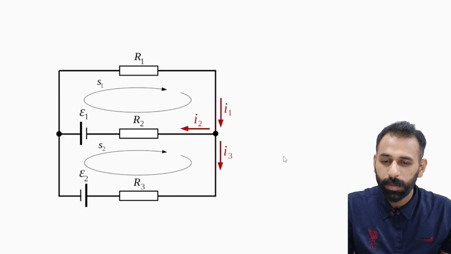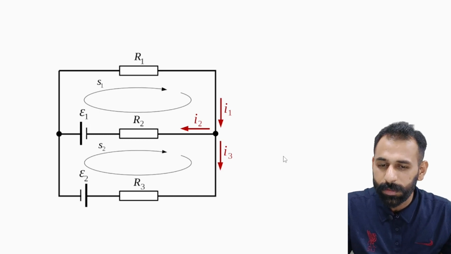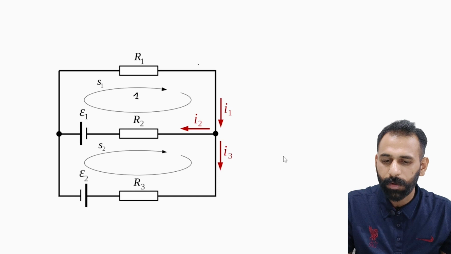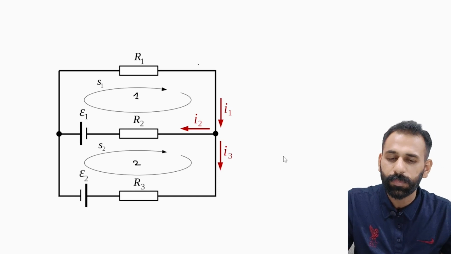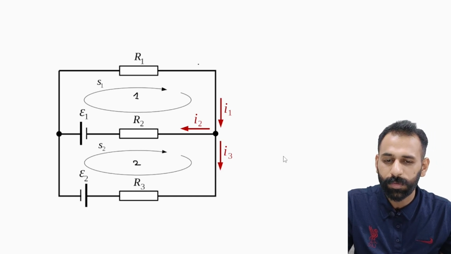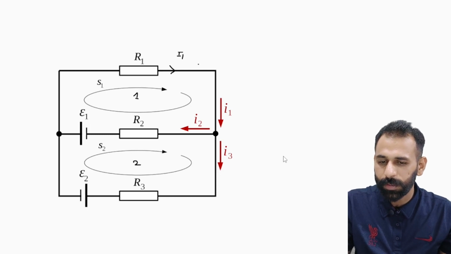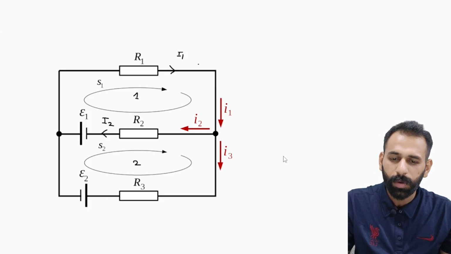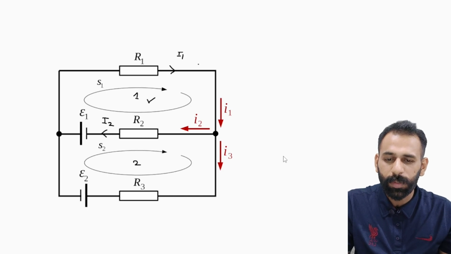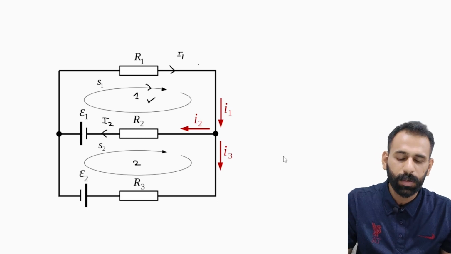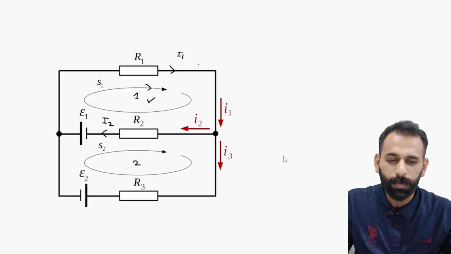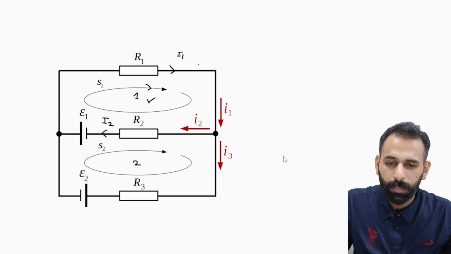Here there are 2 loops, both clockwise. This is the first loop and this is the second loop. This current I1 is flowing through the resistance R1, so we can write I1 here, and the current I2 is flowing through the resistance R2, so we can write I2 here. Both are clockwise loops. Let us make an equation corresponding to this loop. As this loop is in the direction of this current, according to the rules I mentioned before, we will take minus I1 R1.